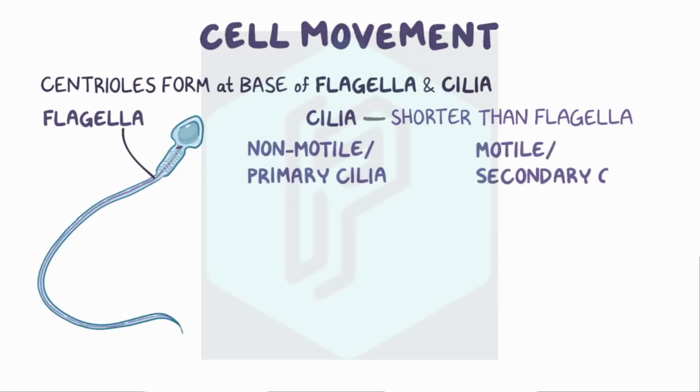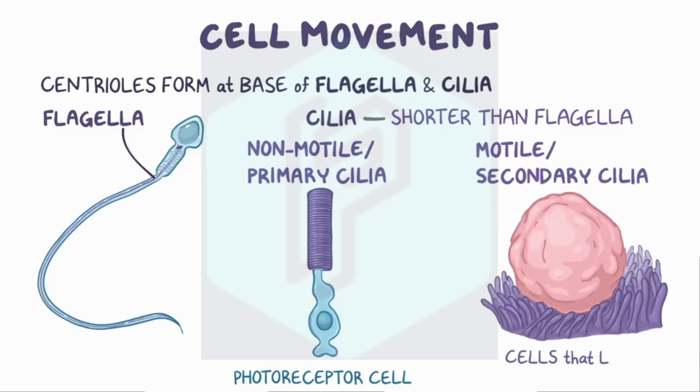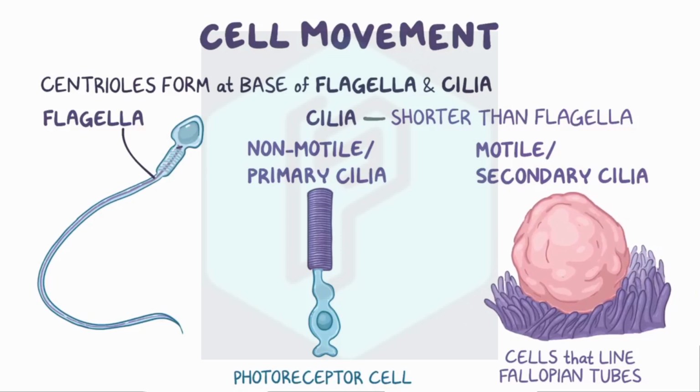motile or secondary cilia. Non-motile cilia are found on photoreceptor cells in the human eye, and they help with the absorption of photons, which the brain then converts into a color image. Motile cilia, on the other hand, can be found on cells like the ones that line the fallopian tubes, which slowly sway and drag the egg cell, fertilized or not, toward the uterus.